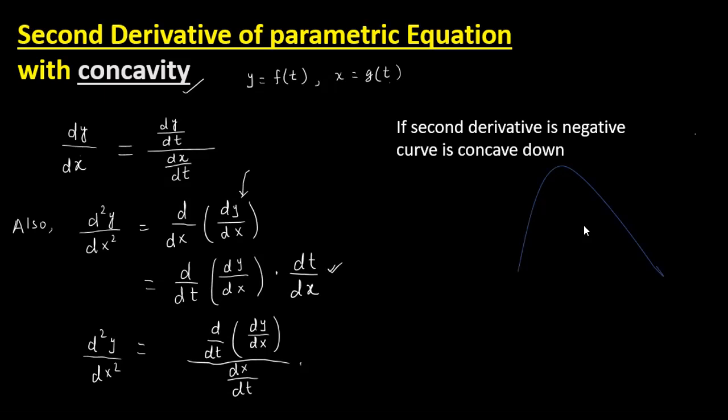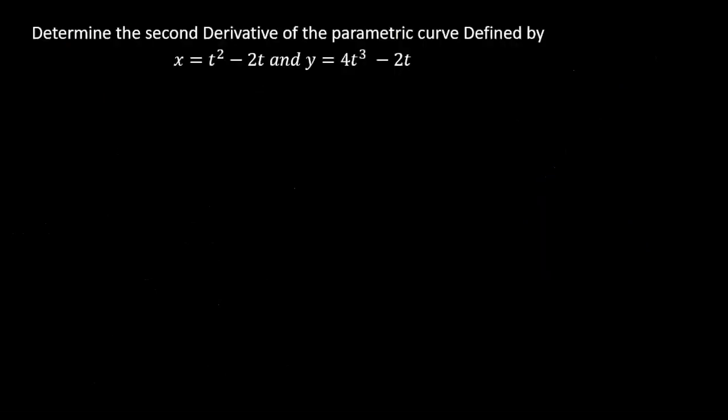Please note, if the second derivative is negative, then our parametric equation is concave down. If the second derivative is positive, then our function is concave up, like this. Let us see some questions so that we are able to understand how we find the second derivative.